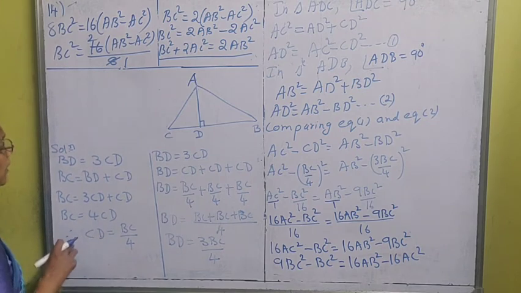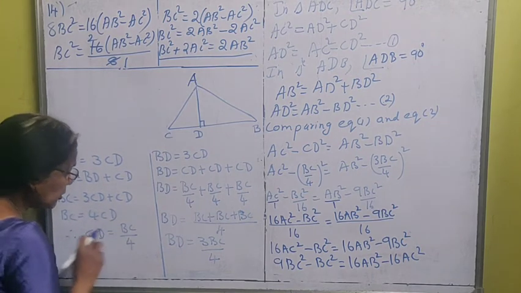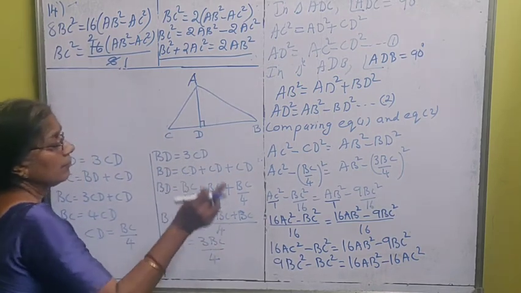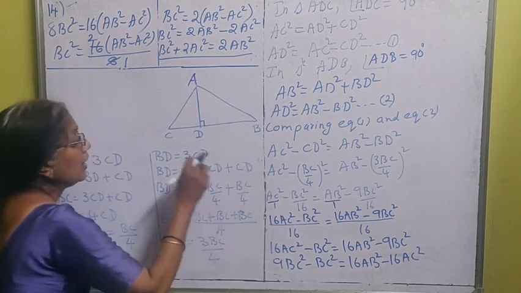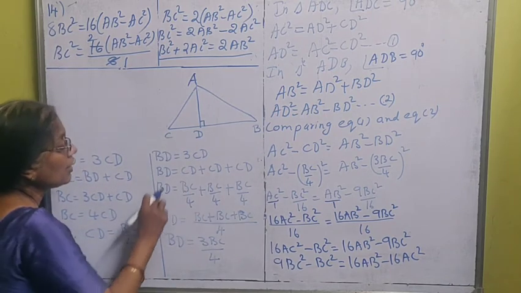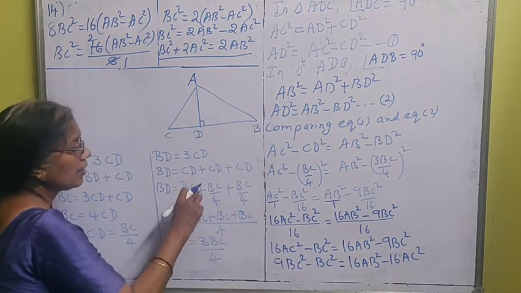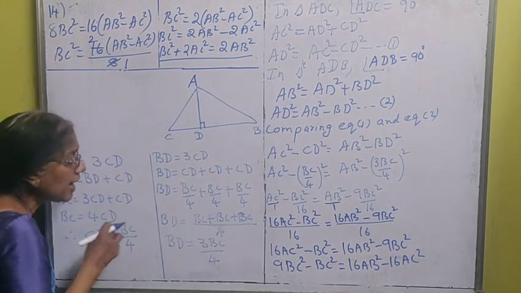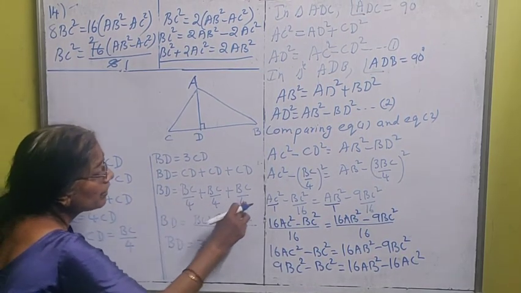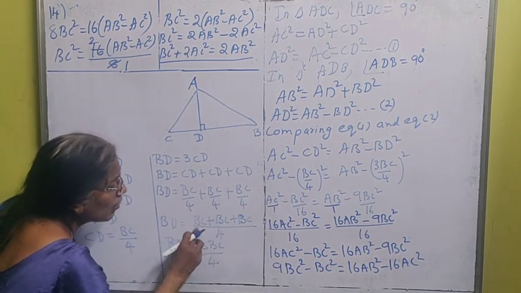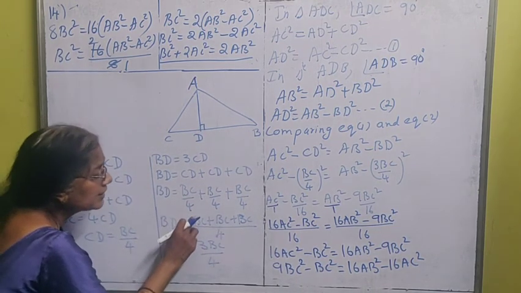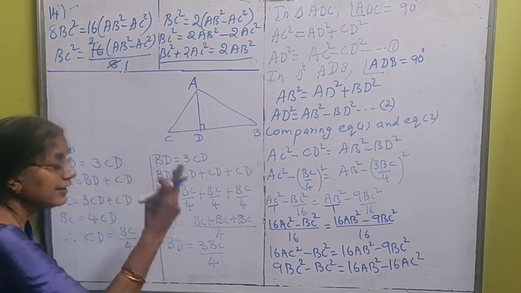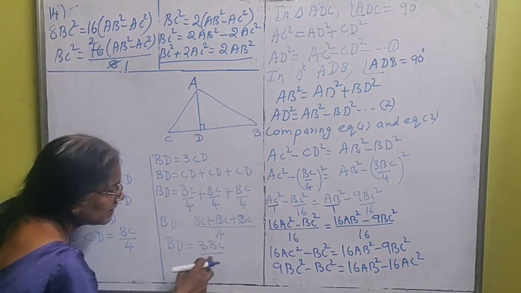Similarly, we have to find the value of BD also in terms of BC. So BD is equal to 3CD. 3CD means CD plus CD plus CD. One CD value is BC by 4. So BD is equal to BC by 4 plus BC by 4 plus BC by 4. Then I will write one common denominator, 4, BC plus BC plus BC, and add the numerators. How many times is BC there? 3 times. So I got BD is equal to 3BC by 4.